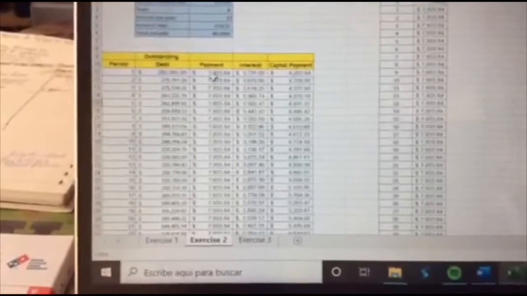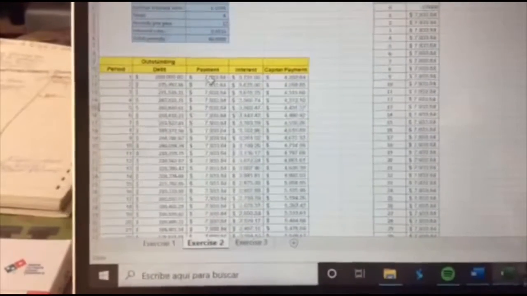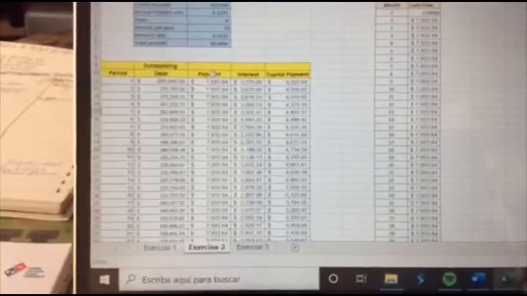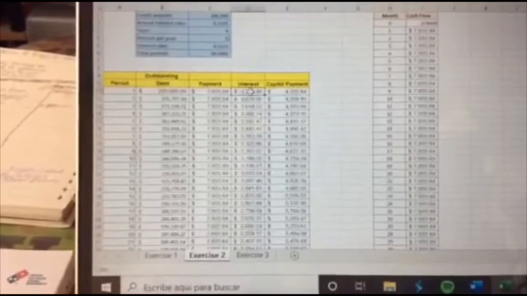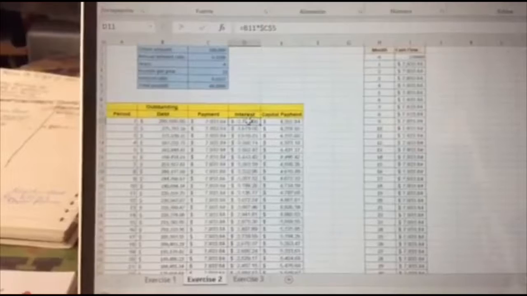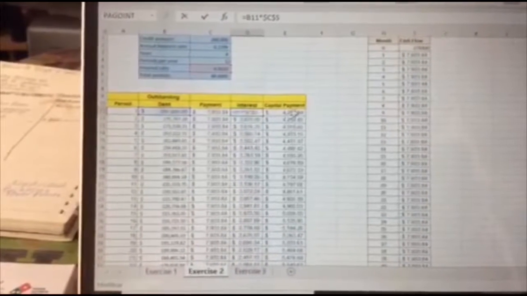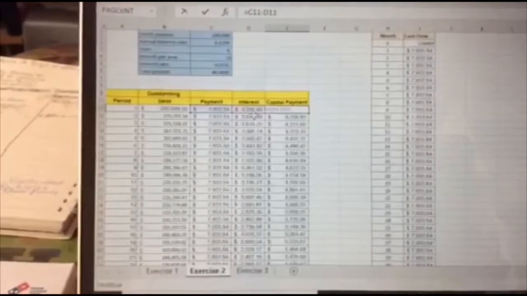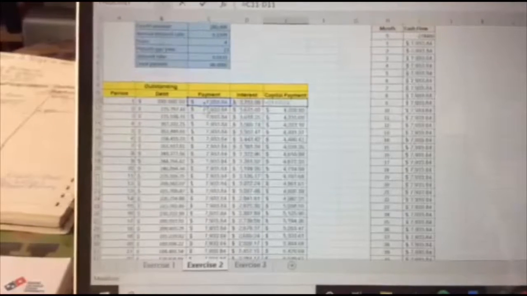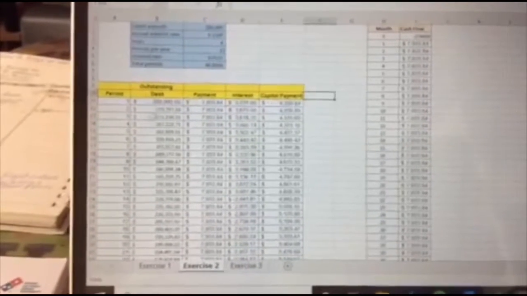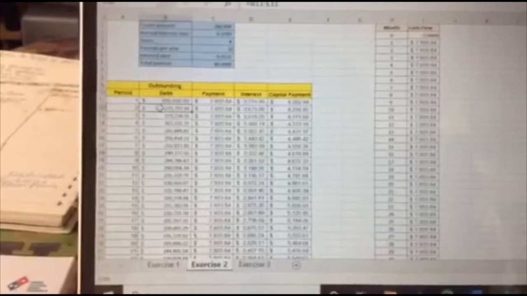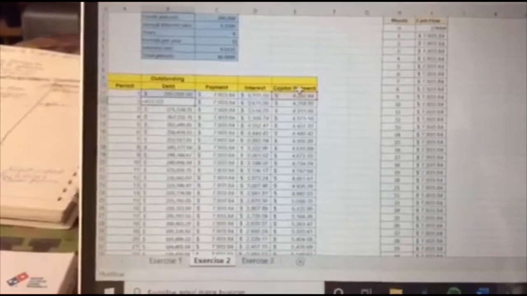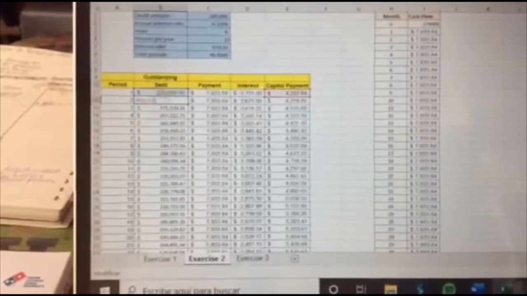the outstanding debt, number 1, and then we get the payment by using the formula of present value of an annuity, which gives us this, and then we get the interest by multiplying the interest rate times the outstanding debt, and then we get the capital payment by subtracting the interest from the payment, and then we get the new outstanding debt by subtracting the capital payment from the previous debt.